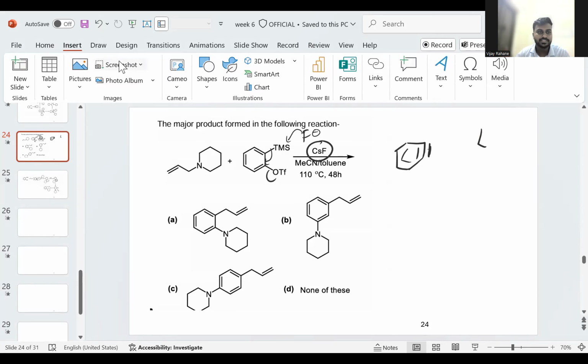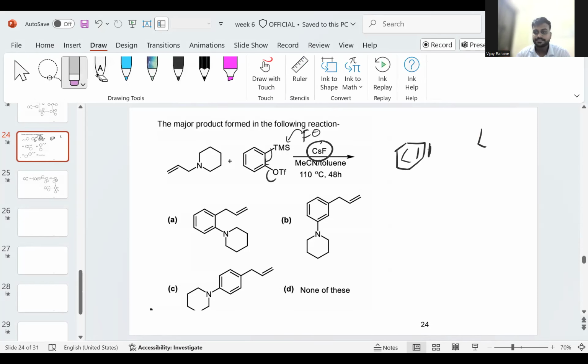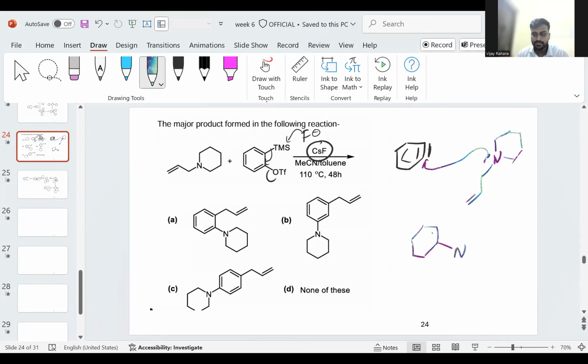And once this benzyne is formed, now we have the amine, right? Which is a tertiary amine, but we know the tertiary amine nitrogen still has the lone pair of electrons and it is available to attack. So this is, let's say, the lone pair which attacks here. And what happens? So I will just show it step by step. This is the N now, right?